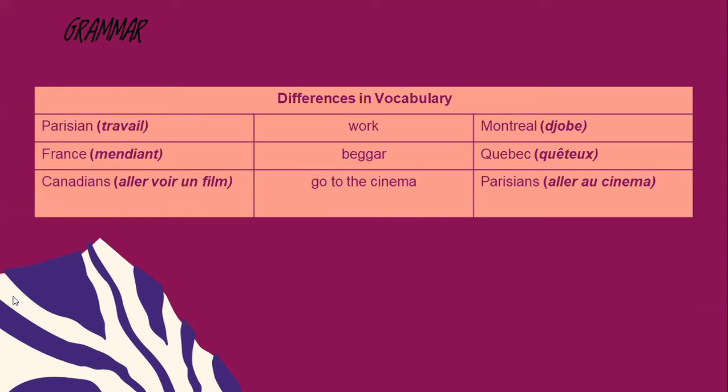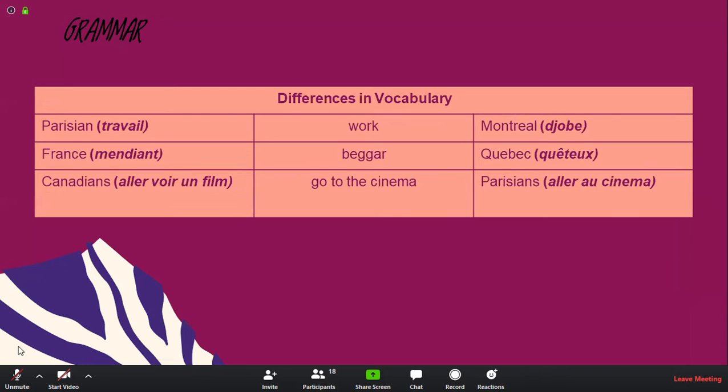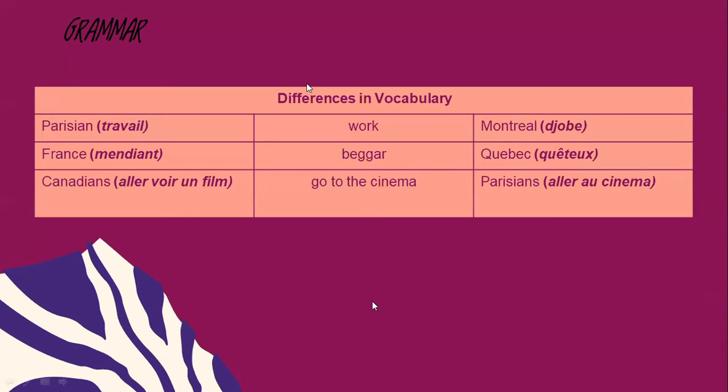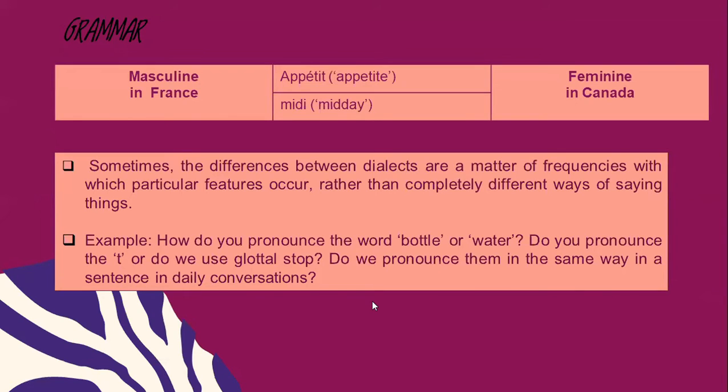So for the grammar, there are differences, and likewise differences in vocabulary. For example, the same word, but a different word choice or vocabulary that you use. In Montreal, it means doctor, pardon me if I pronounce it incorrectly. In Montreal, they use yo or yoke, or in Parisian they use travail. For beggar, in Quebec they use chateau, but in France they use mendiant. To go to the cinema, the Canadians use aller voir un film, but in Parisian they use aller au cinema. So they mean the same, but they use a completely different word choice or vocabulary in their own native language.